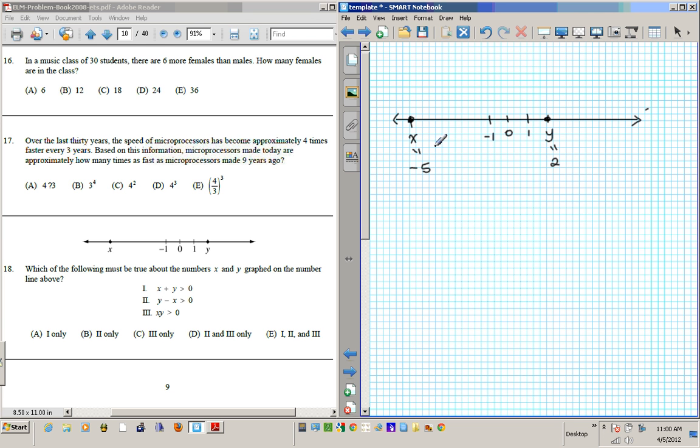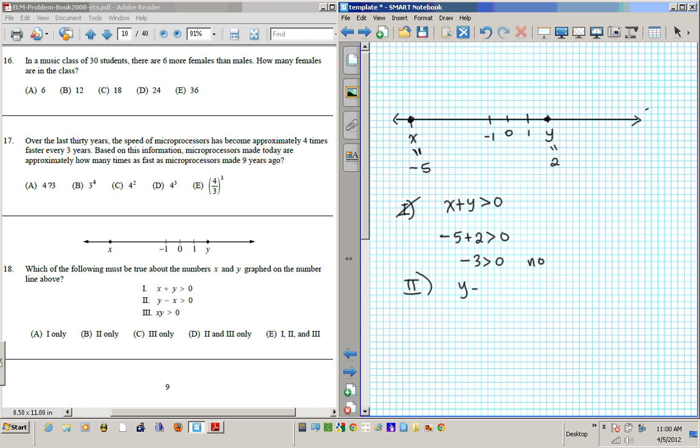Okay, so -5 or -4 will be a good guess. Now let's test these three inequalities and see which one holds. The first one is x plus y is greater than 0. Is that true with these values? Is -5 plus 2 greater than 0? What's -5 minus 2 plus 2? Signs are different, so you subtract and keep the sign of the bigger one. So -3, is it bigger than 0? No. So I is false.